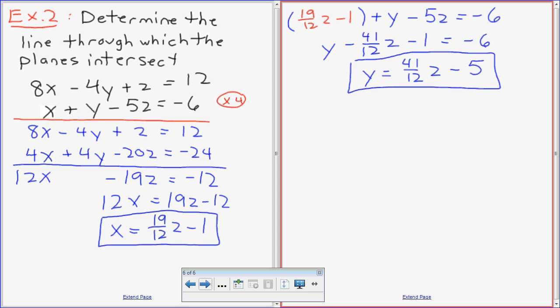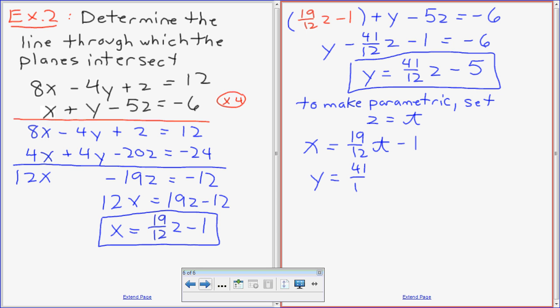Yeah, good. So to make it parametric, set z equal to t. So we get x equals 19 over 12t minus 1, y equals 41 over 12t minus 5, and z equals t. Okay. Now, if you chose different variables to work with, like if you chose to isolate x first, you'll have a slightly different answer. It should be in the same ratio, though. If you turn this into a vector, it would be 19, 41, and 12 would be your direction. You times all the t's by 12.